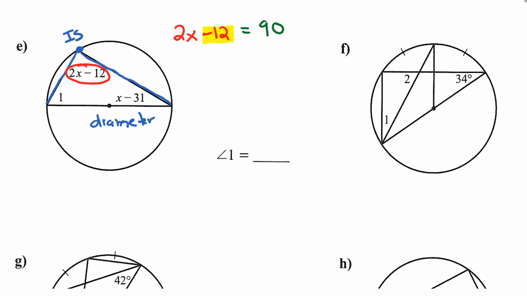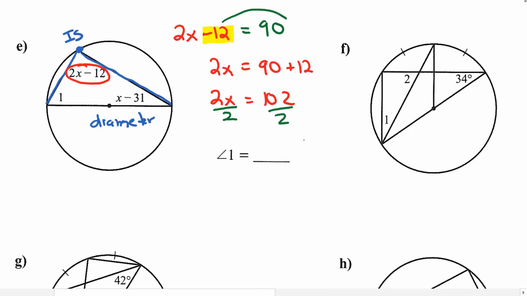And then if I take this negative 12 and bring it over, then I have 2x equals 90 plus 12. So 2x would equal 102, and then I can divide both sides by 2, and then x would equal 51. Okay, so x equals 51, and what we need to do now is go ahead and find the actual angle values.